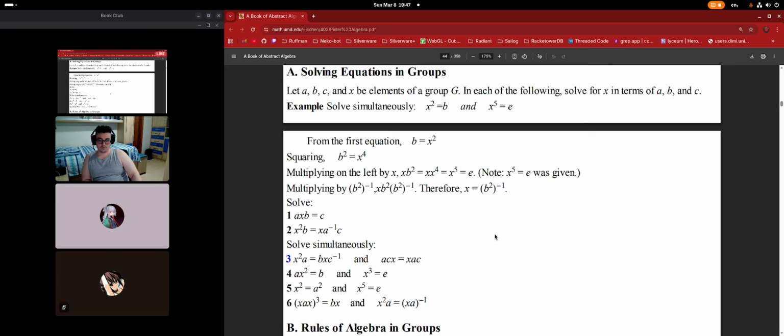Well, no, it must disappear because it would also be multiplied on the other side by this, which means that this must disappear, which means that this must be identity, which means that x must be this.